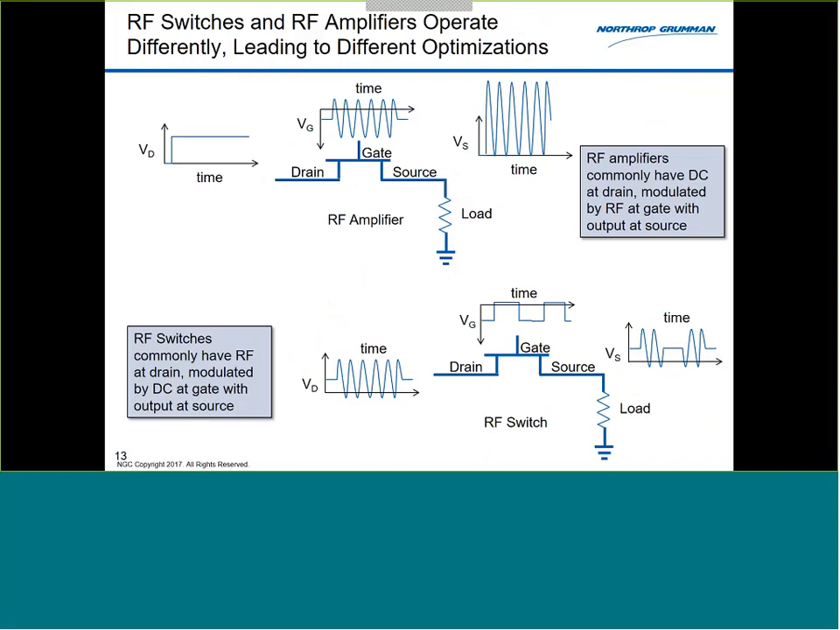On a switch though, now instead of putting that RF signal on the gate, I'm putting that RF signal on the drain and just passing right through the device. And what I want to do is either pass it through or not. I'm not trying to distort it or change it. I just want to allow that signal through or not allow it through.